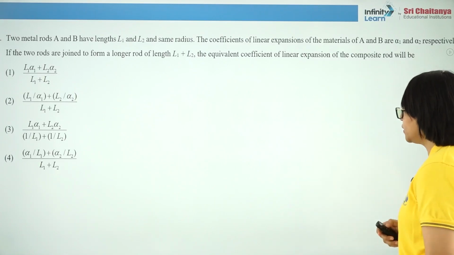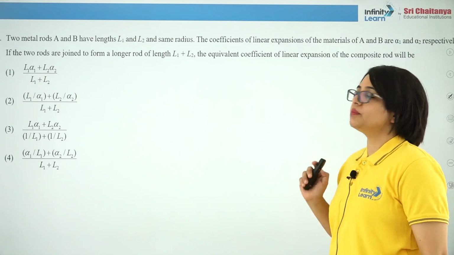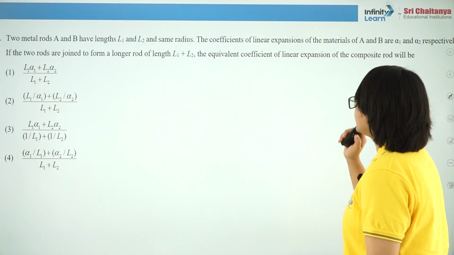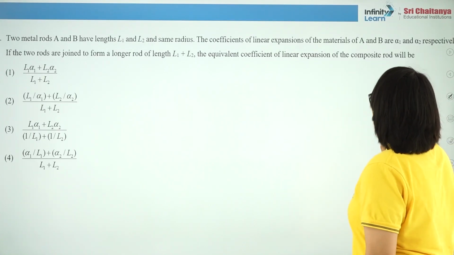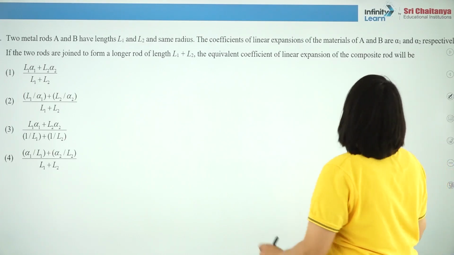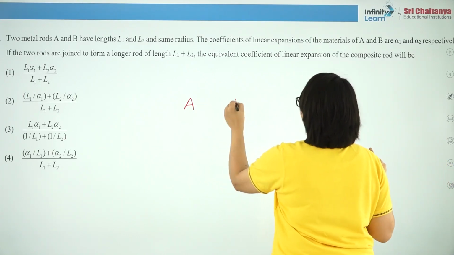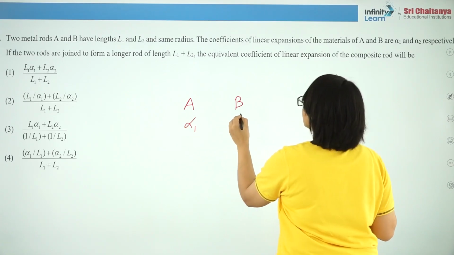Next one is 132. Two metal rods A and B have lengths L1 and L2 and same radius. The coefficient of linear expansion of the materials of A and B are alpha 2 and alpha 1 and alpha 2 respectively. Okay.